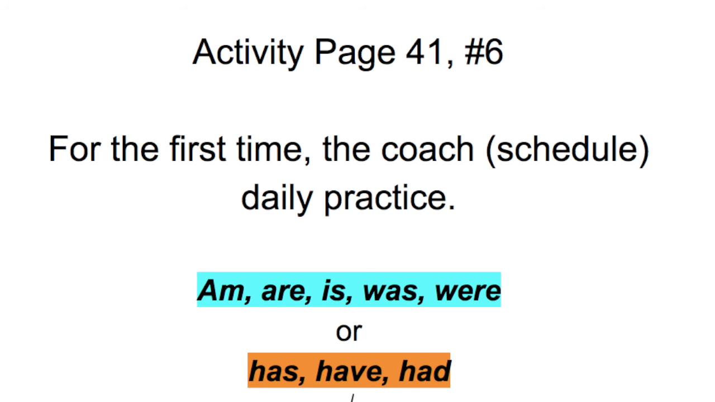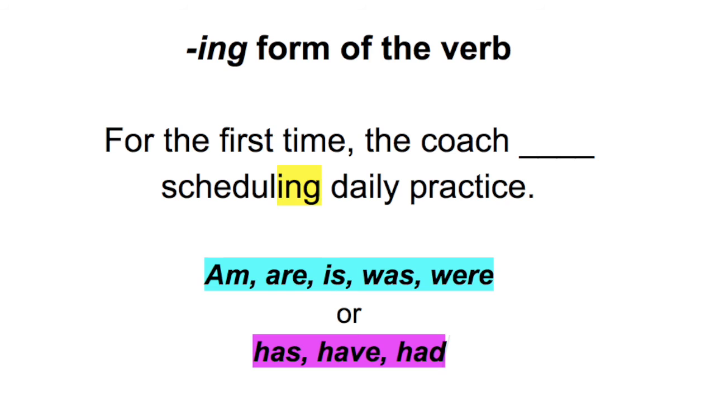All right, let's look at part B on your activity page 41. The instructions say write complete sentences. Use a helping verb from the box above with a form of the verb shown in parentheses. Use each word once. So let's just look at number 6. For the first time, the coach scheduled daily practice. All right, so the first thing you need to do is decide, do you want this to be present tense or past tense? If you want it to be present tense, you know you're going to add what to the end of schedule? ing.